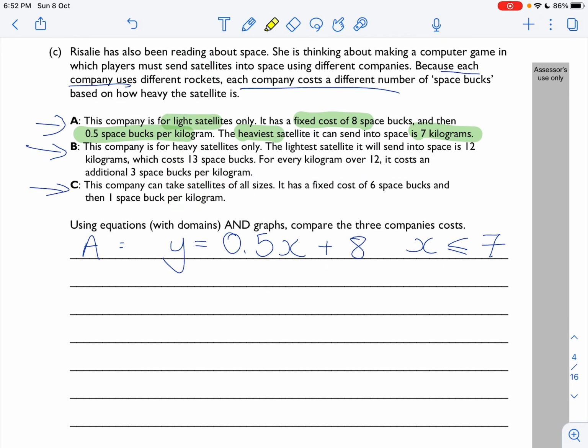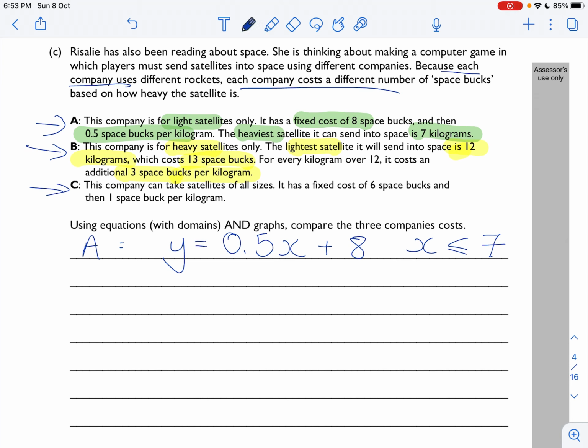We'll go yellow. Okay, so B company is for heavy ones only. So the lightest it will send is 12 kilograms, and 12 kilograms costs 13 space bucks. We'll just call them bucks. For every kilo, it costs an additional 3 space bucks per kilogram.